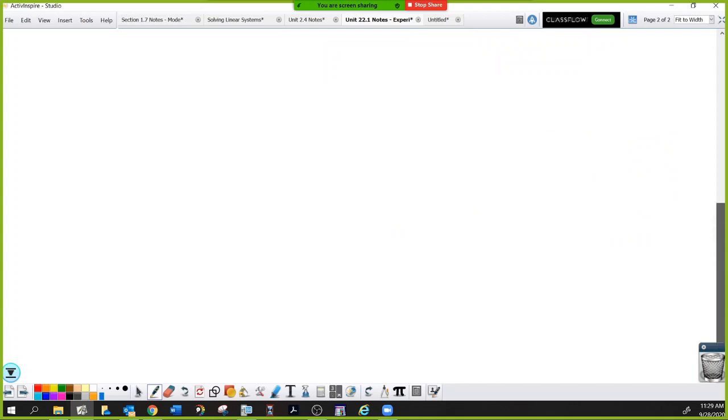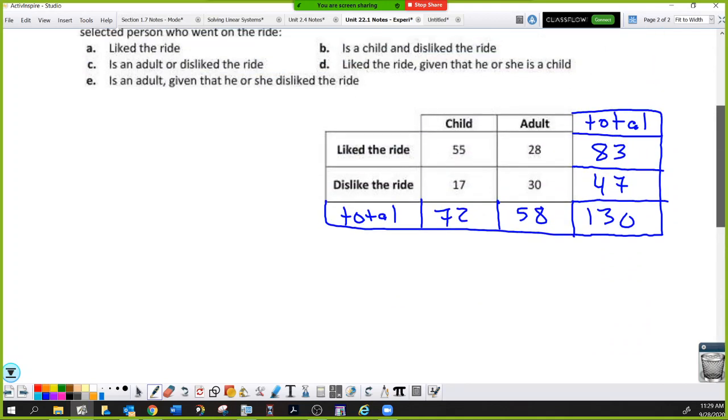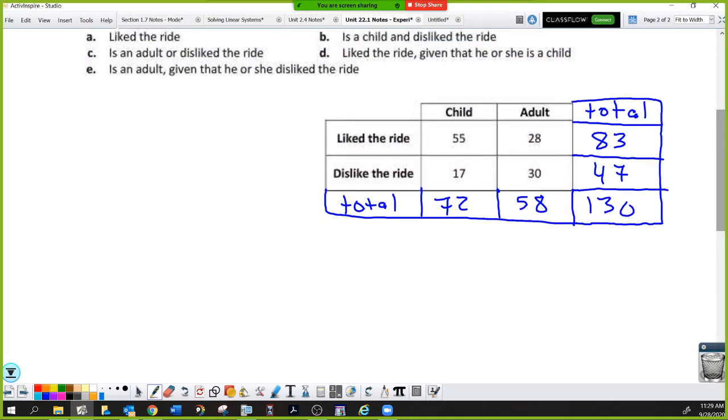I'm just scrolling down. So that's all that's on this side. Awesome. See, what we're finding here is actually called conditional probability. And conditional probability will be its own section of notes in the near future.